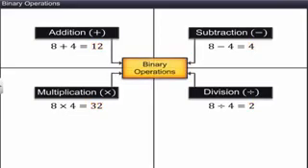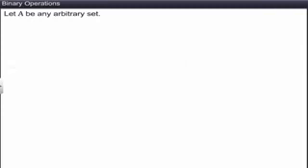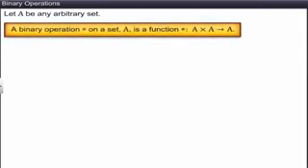Binary operations can also be defined in terms of functions. Let A be any arbitrary set. A binary operation star on a set A is a function star from the Cartesian product of A to A. We denote star of A comma B by A star B. Let us consider an example to take a broader view.